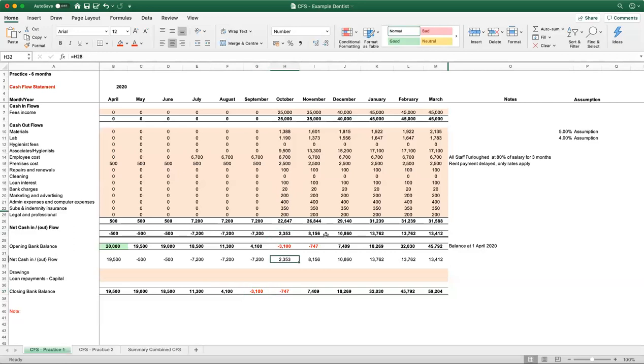So it's cash in, and again, it drops, and then you're hopefully back into positive territory with a closing balance. Now, obviously, this is a template and it varies. It will vary greatly depending on what actually happens and when dental practices are actually allowed to open.